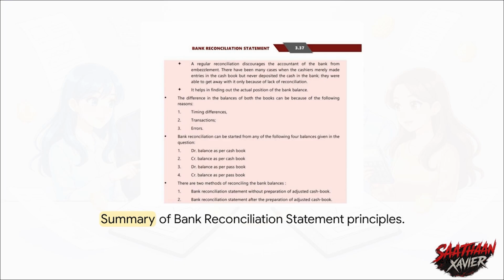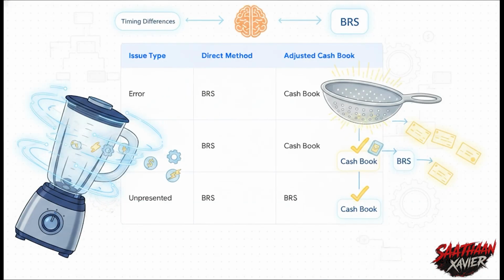Seriously, take a mental screenshot of this matrix right here. It perfectly summarizes how timing differences, like an unpresented check, always stay in the BRS no matter which method you use. If you use the direct method, everything is just thrown into the BRS blender. But if you use the adjusted cash book method, you sift out your own errors and omissions first, leaving only the unpresented and uncleared checks for the final reconciliation. Keep this logic straight in your head, and you will never get confused on an exam question again.